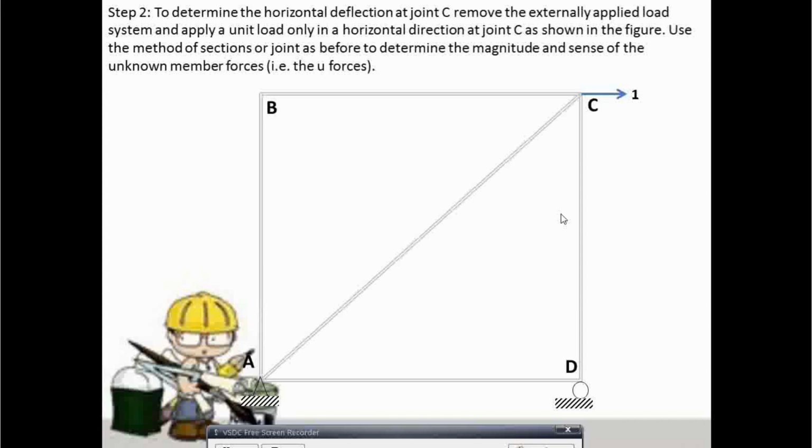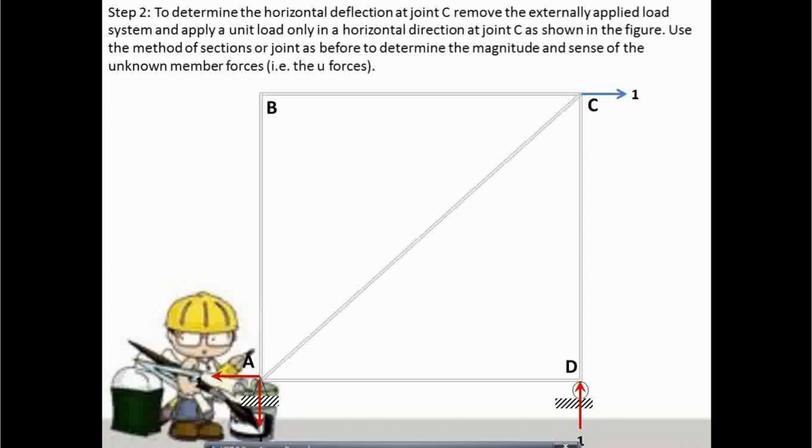So, point C, maglalagay tayo ng 1 unit load along the horizontal direction at point C. Then, after na naglagay tayo ng 1 unit load at point C, the next step is to determine the value of your support reactions. So, in this case, hinge kay A, kaya may horizontal reaction siya. Summation of forces horizontal. And mayroon tayong mga vertical reactions. Now, I use the 3 static equations to determine these reactions, and my answers are these.